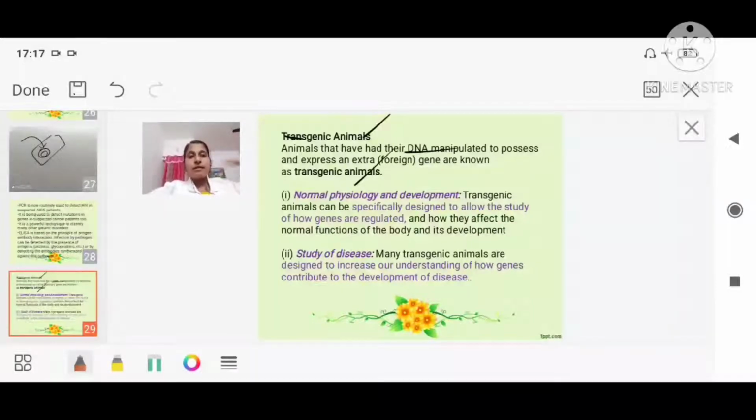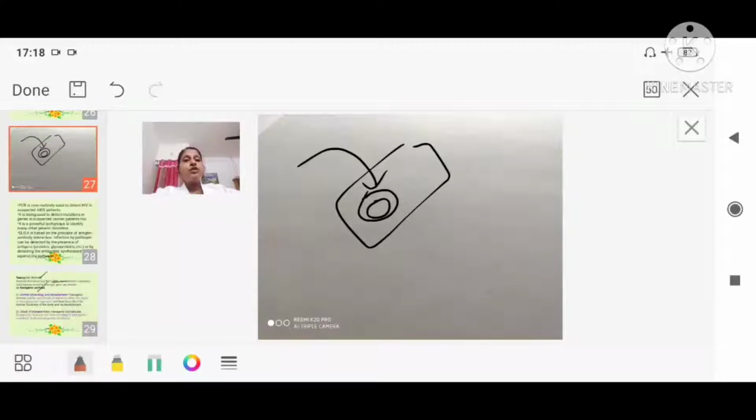So it is another application of what? Biotechnology. Now, for some reasons we are making these animals, isn't it? So the first step is that it is for studying the normal physiology and development. I will make it more clear. So what is normal physiology and development?